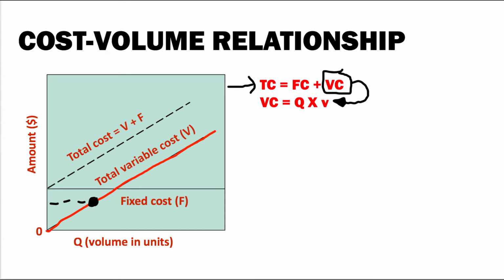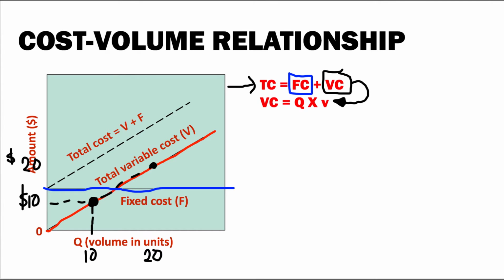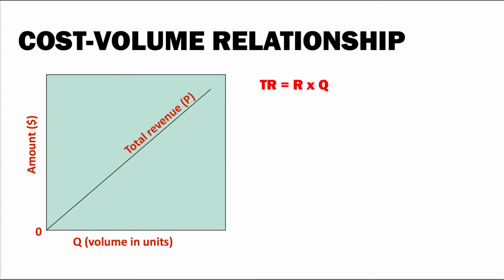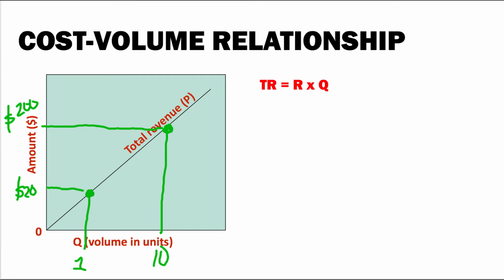So if it costs you $10 to make 10 units, then it will cost you $20 to make 20 units. And we have fixed costs like rent and utilities, which is represented by this blue line. So when we add our fixed costs to our total variable cost, we've now calculated our total cost. All right, now let's take a look at total revenue. Total revenue is calculated just like total cost. Total revenue equals revenue times quantity. So if you sell 1 unit for $20, then you'll be able to sell 10 units for $200.